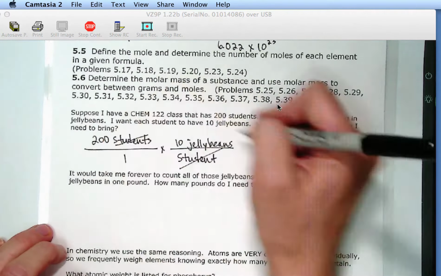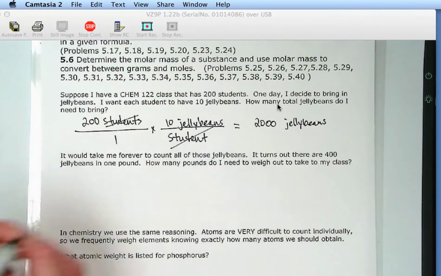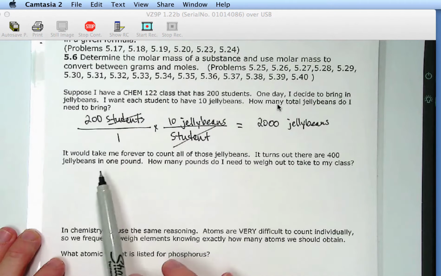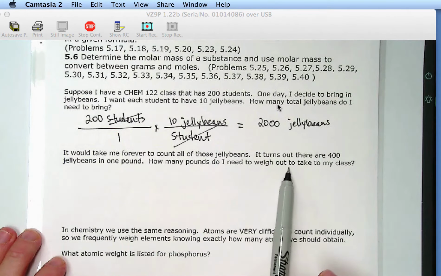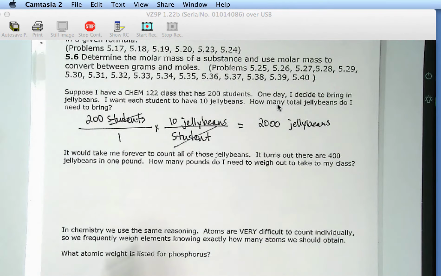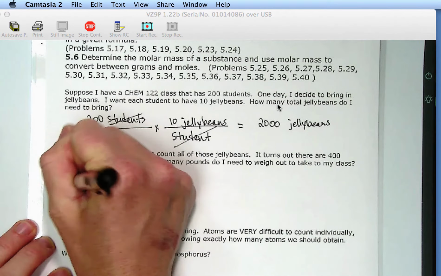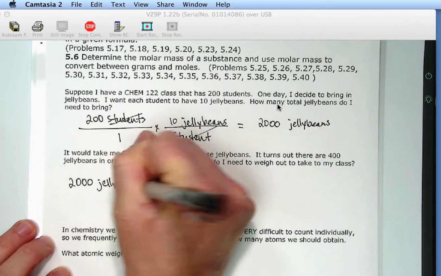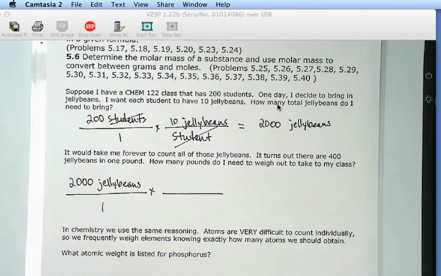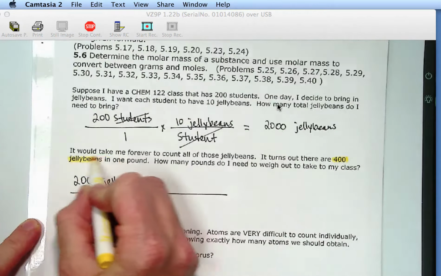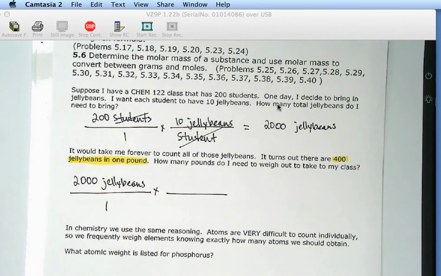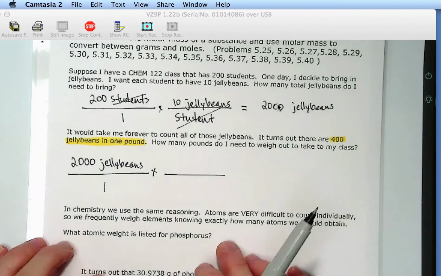It would take me a long time to count out all those jelly beans. However, if I knew how many jelly beans were in a pound, that would be a lot easier. That way I wouldn't have to count them out. It turns out there are 400 jelly beans in 1 pound. How many pounds do I need to weigh out in order to give each student 10 jelly beans? So if I want 2,000 jelly beans, and I have this conversion factor, 400 jelly beans in 1 pound. I think this is the Jelly Belly brand; I don't know if other brands would have the same number of jelly beans in a pound.